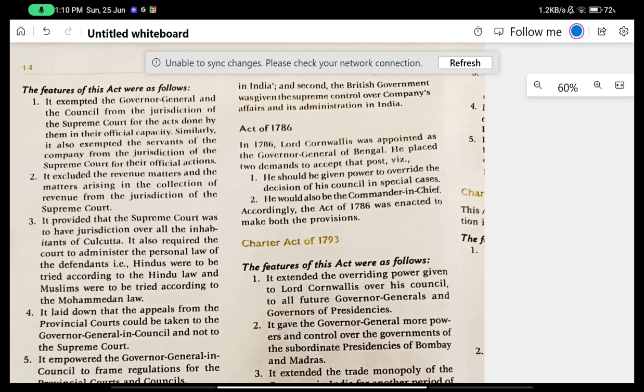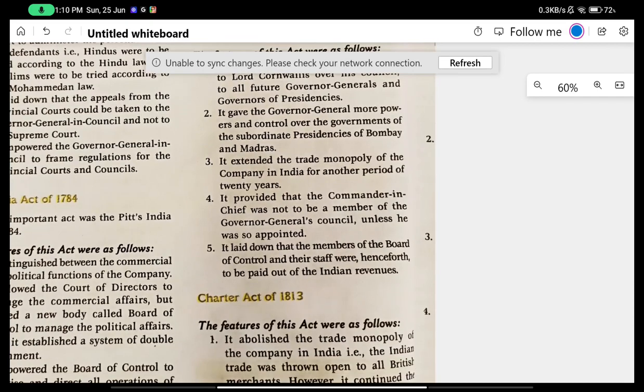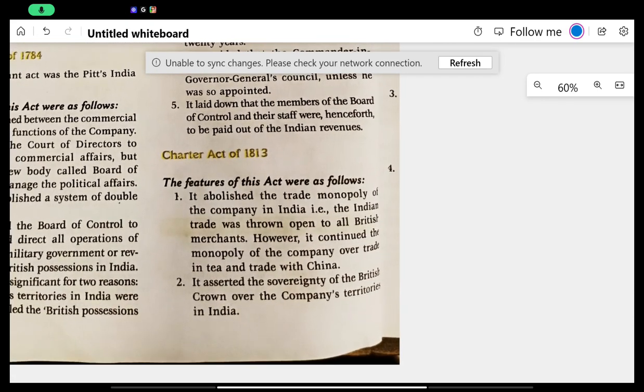Now moving on, we get to the Charter Act of 1813. So we've discussed Charter Act of 1793 here, now it's Charter Act 1813. Again, I'm reading from my personal notes.